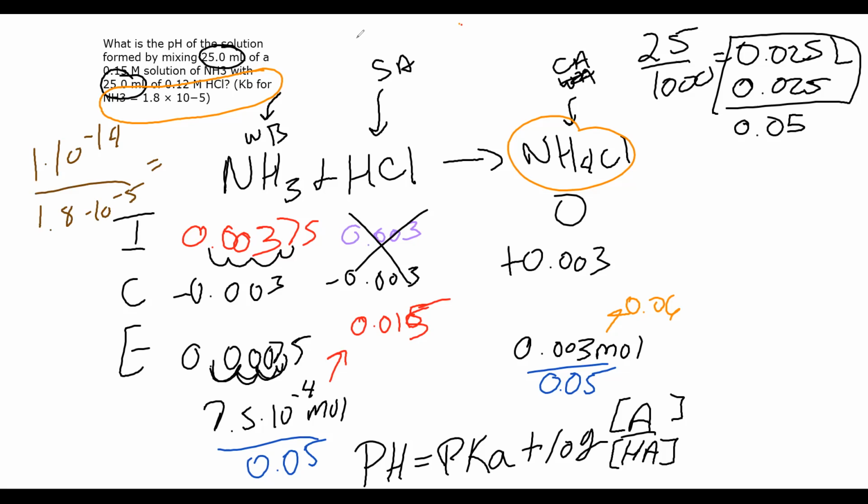So what'd you get for Ka? 5.56 times 10 to the negative 10th. Okay. So now what I do is make that pKa by taking the negative log of it. So what'd you get?